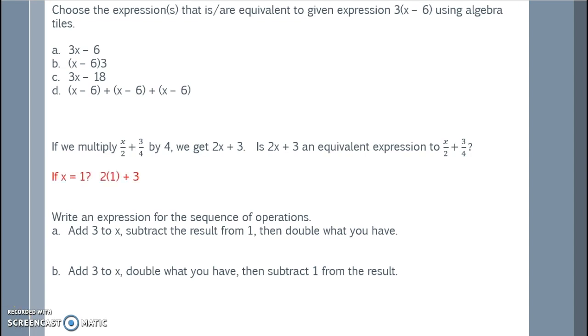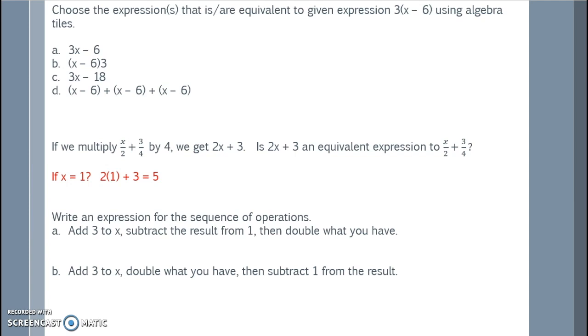Let's see if they are by plugging in the numbers. We know that if we plug in a number, it should work for any number that's chosen. So let's choose 1. When I plug in 1 for x, we get 2 times 1 plus 3, and 2 plus 3 is 5.